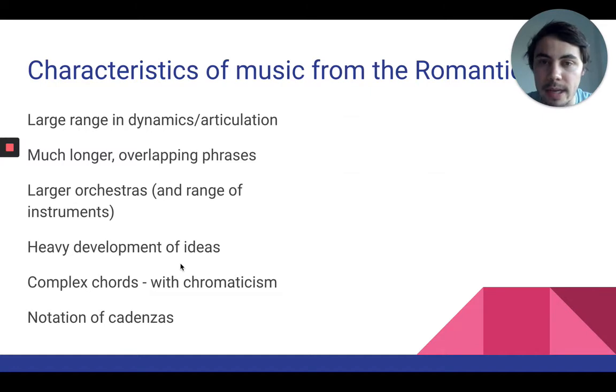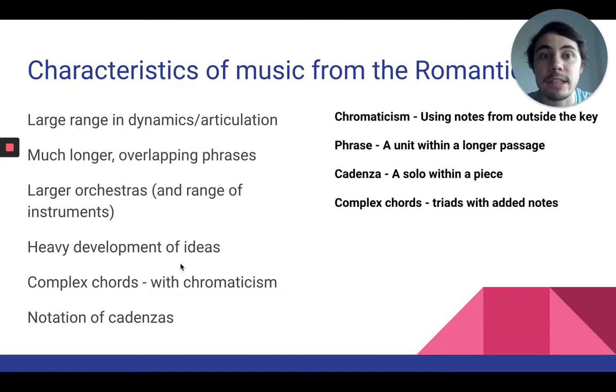A final reminder of the characteristics of music from the Romantic period. There's a much larger range in dynamics and articulation, and in general it can change. There's a lot more crescendos and diminuendos rather than just block dynamics. The melodic phrases are much longer and they overlap, compared to the classical period where it was very structured, short phrases. These are much longer and they overlap into each other.